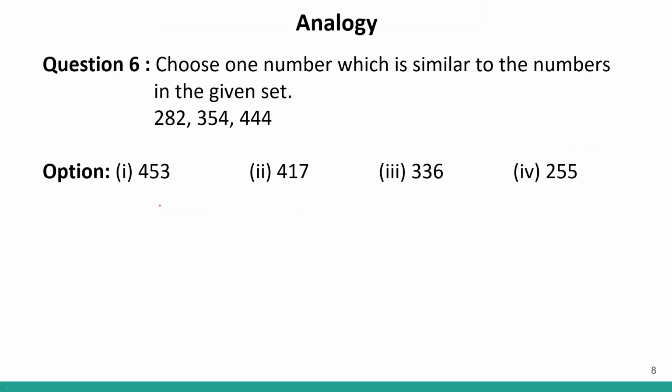Okay. Moving on to question number 6. We have 282, 354 and 444. We have to choose a number which is similar to the numbers in the given set. So first we have to identify the relationship between them. Again, if I do the sum, 2 plus 8 plus 2 is 12. 3 plus 5 plus 4: 5 plus 3 is 8 plus 4, 12 again. And 4 plus 4 plus 4, so 4 into 3, 12.